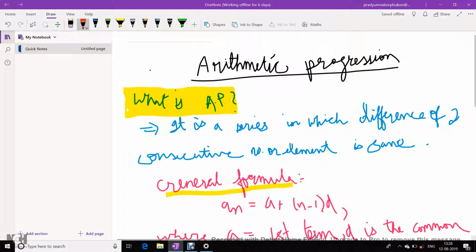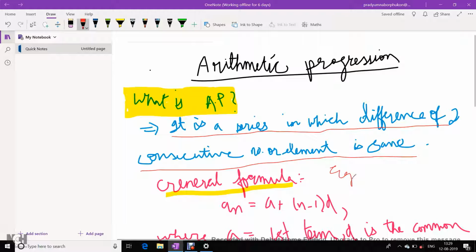As I have mentioned here, it is a series in which the difference of two consecutive numbers is the same. You can say consecutive numbers or elements because it can be anything, but it is most commonly numbers. So let's take an example here. Example: 2, 4, 6, 8, and so on.